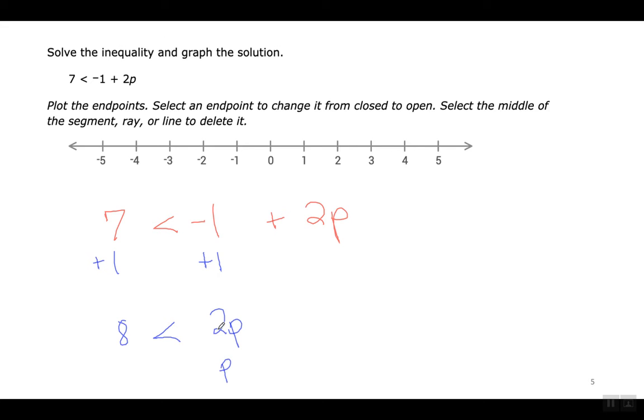All right, so I want to get the variable p by itself. So I'm going to move the 2 to the other side and do 8 divided by 2. All right, so 8 divided by 2 is 4.